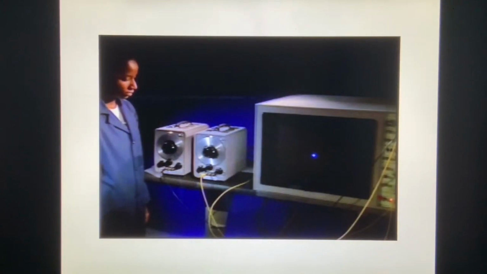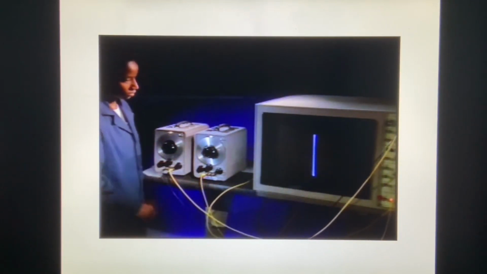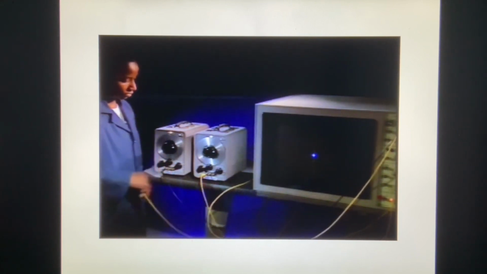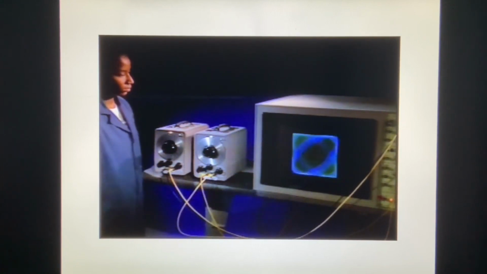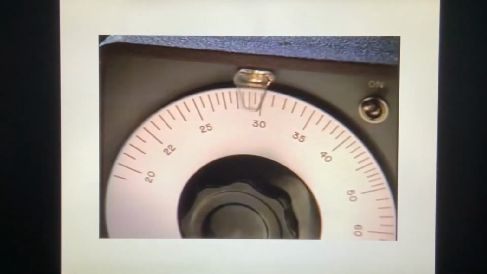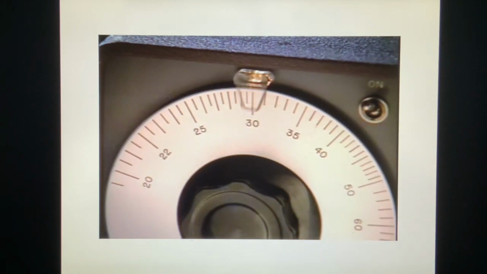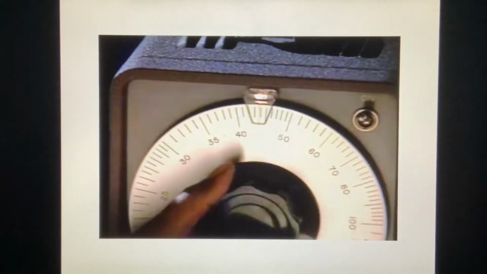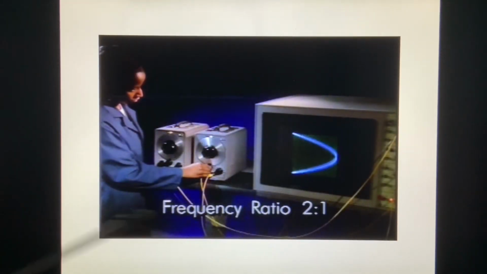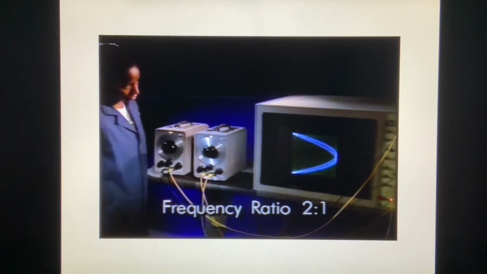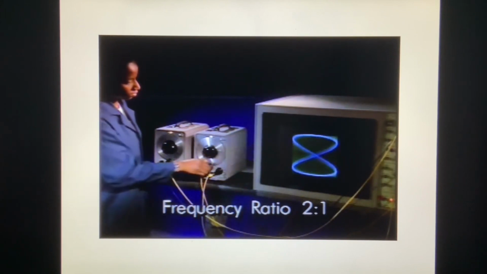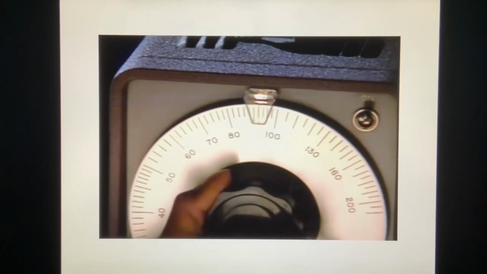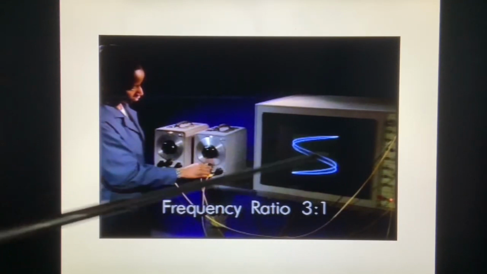We'll use two audio oscillators of adjustable frequency to produce Lissajous figures on this oscilloscope screen. This oscillator drives the vertical motion of the oscilloscope spot. This oscillator drives the horizontal motion of the spot. When the two motions are combined, the pattern is chaotic until the frequencies of the oscillators are equal or are integer multiples of one another. Two, one. Three, one.